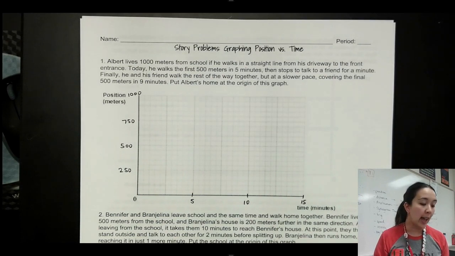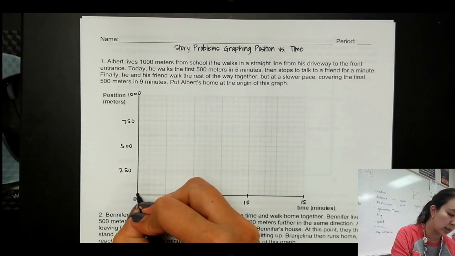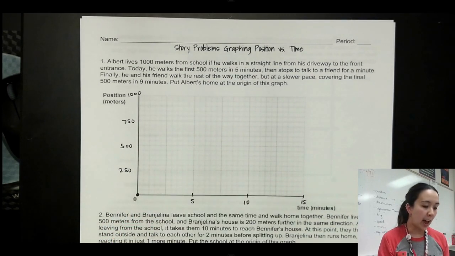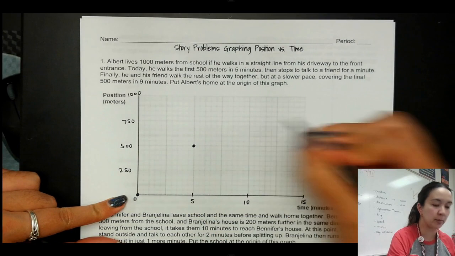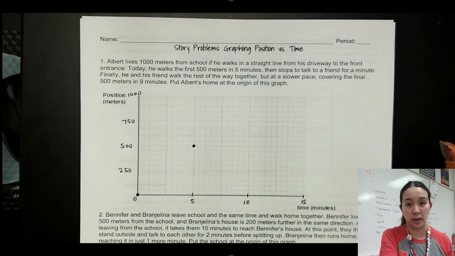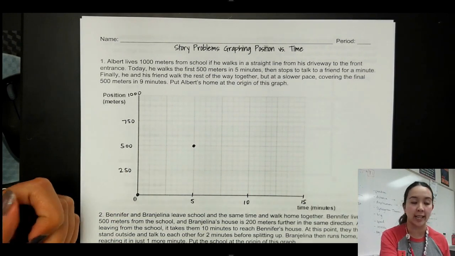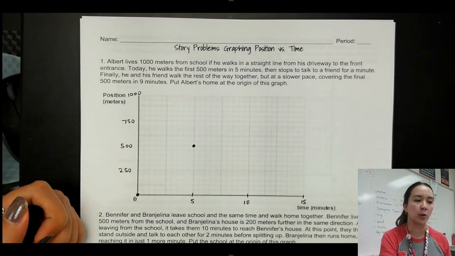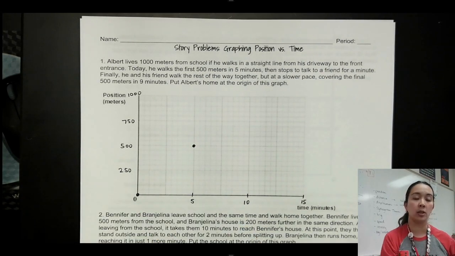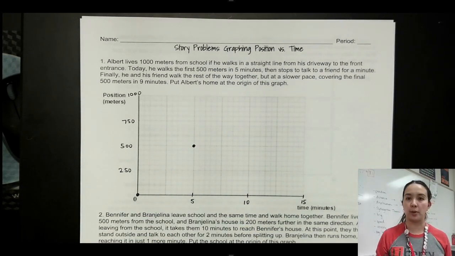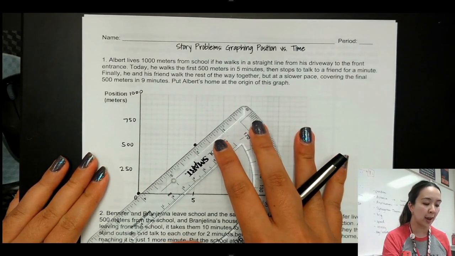At the beginning, he is at his house, and it says to put his house at the origin. So he's going to start here. After walking for 5 minutes, he has reached 500 meters away. Now, we're going to make an assumption here. We're going to assume that Albert walks at a constant speed or a constant velocity. So he's not going to be gradually speeding up or slowing down. He's just walking. If that's the case, then we know that since velocity is the slope of a position versus time graph, we are going to connect these two dots with a line segment.